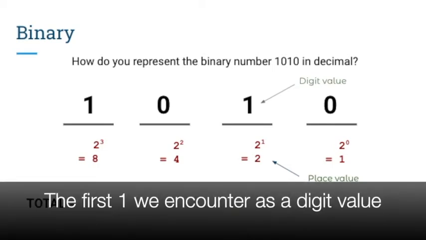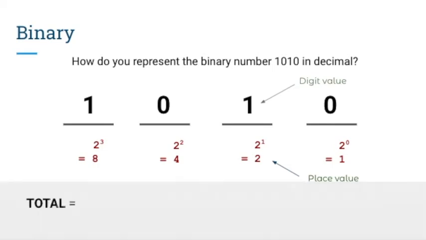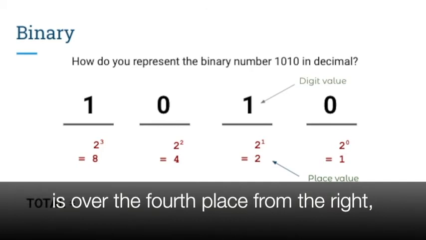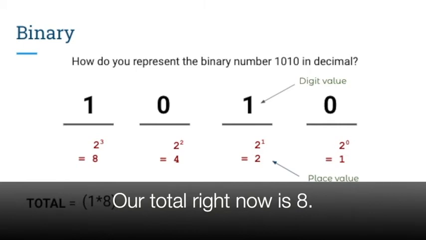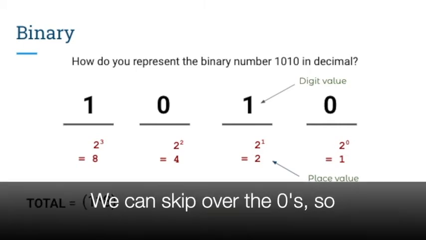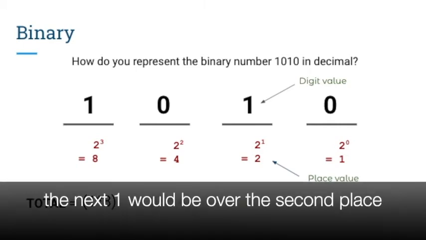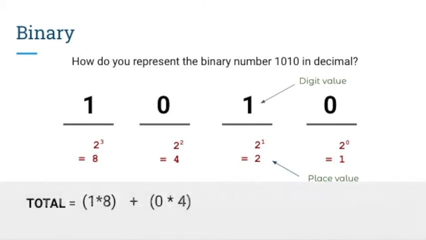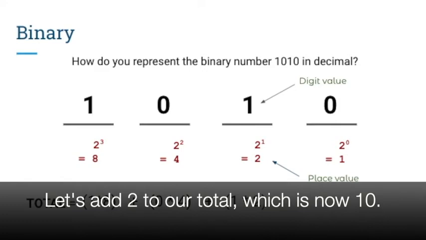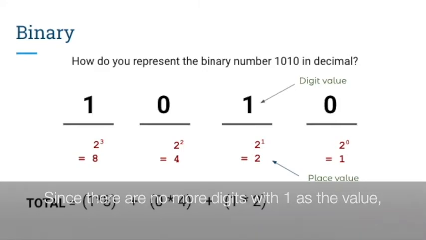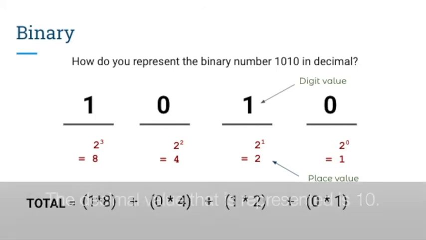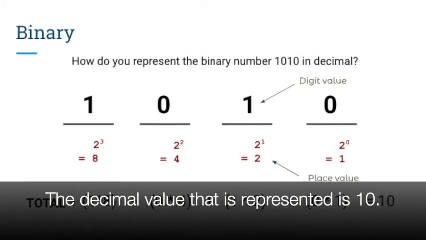So the first 1 we encounter as a digit value is over the 4th place from the right, with a place value of 8. So our total right now is 8. We can skip over the zeros, so the next 1 would be over the 2nd place with a value of 2. So let's add 2 to our total, which is now 10. Since there are no more digits with 1 as the value, we are done. The decimal value that is represented now is 10.